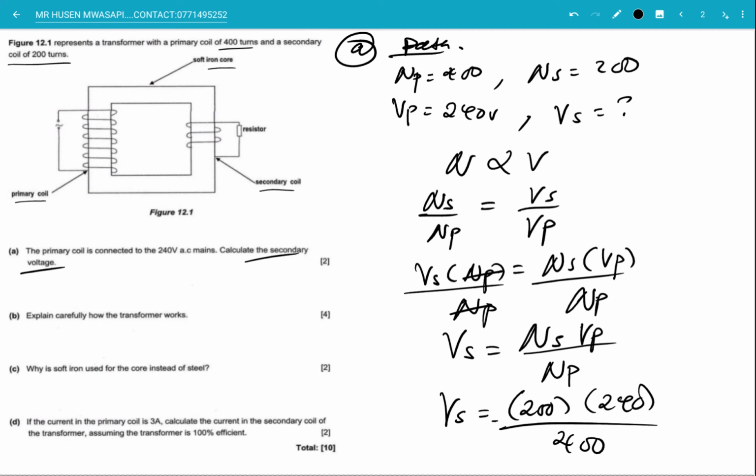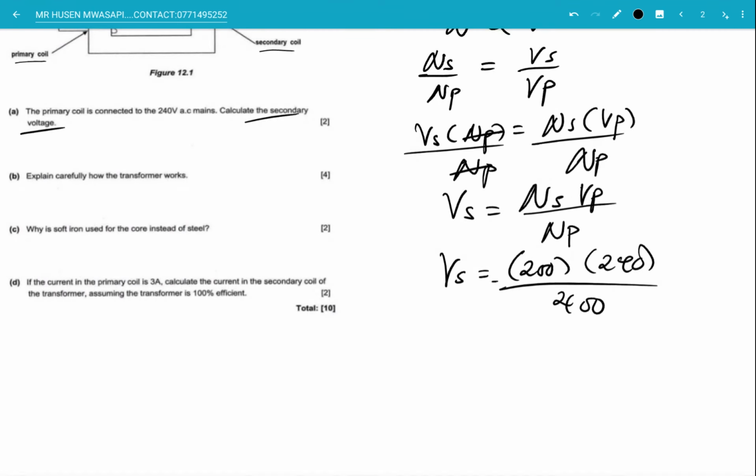So if we simplify further, the voltage in the secondary will be equivalent to, if you compute this, about 120 volts. So this is the amount of voltage that you have in the secondary coil.